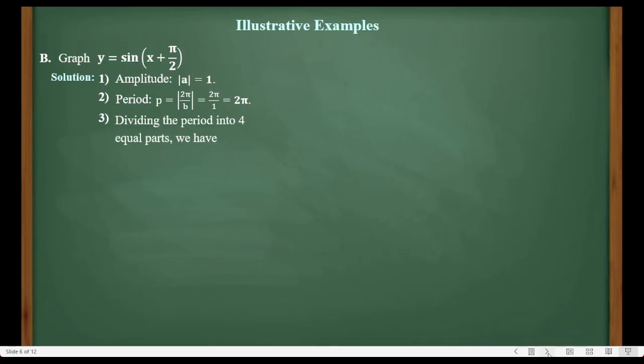So that is in step number 3. We consider the value of p over 4 and substitute p as the period. The value of p is taken from number 2. Ayun. So that is 2 pi over 4, or that is pi over 2. Then p over 2, again, substitute 2 pi divided by 2, that is pi. And then 3p over 4, substitute the value of p, and then simplify, that is 3 pi over 2. And finally, the entire period p, which is 2 pi. Okay? And then after carrying out the third step, we go to the fourth one.